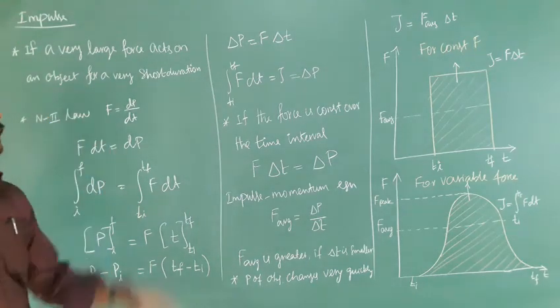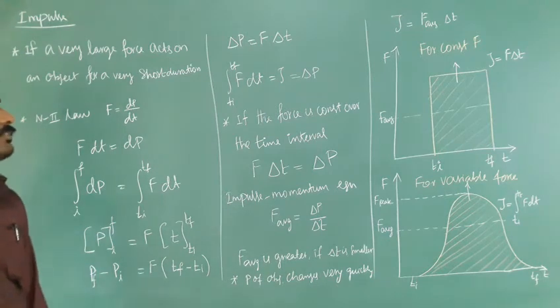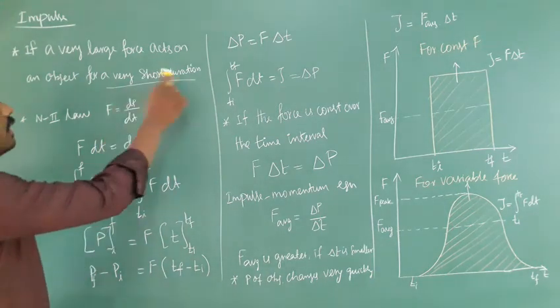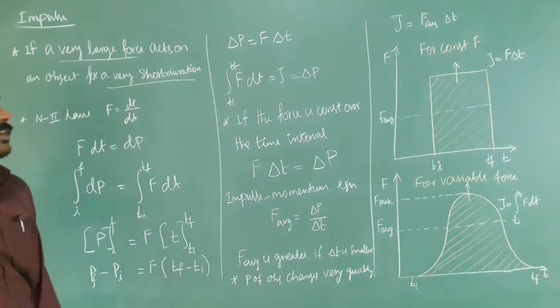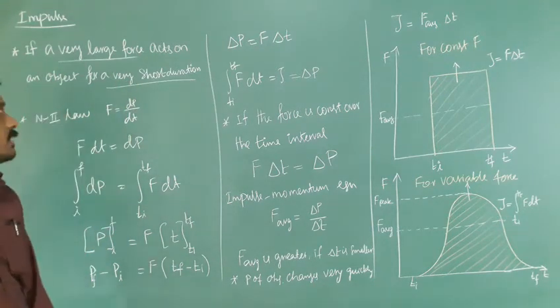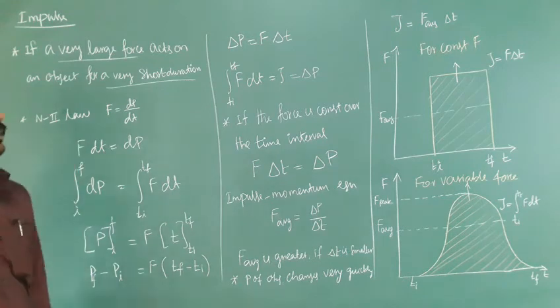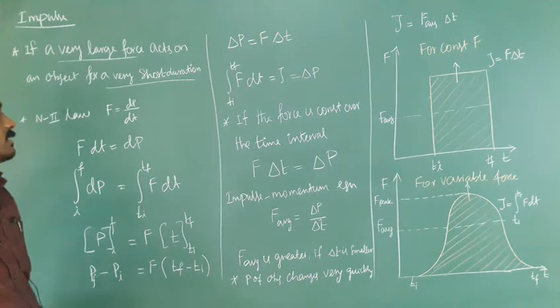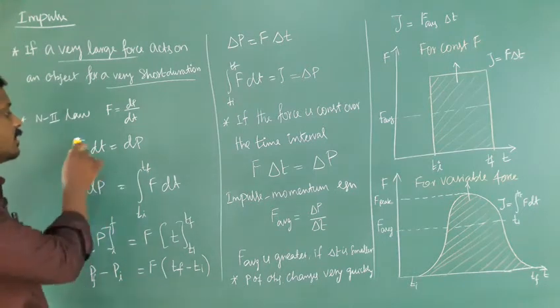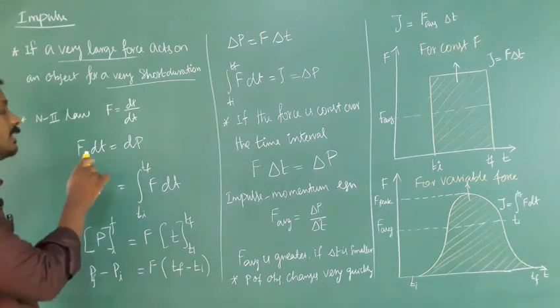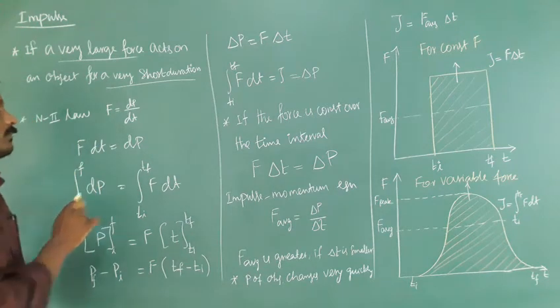So if a very large force acts on an object for a very short duration, that force is called impulse. Using Newton's second law, force is equal to the rate of change of momentum. Just rewrite: a strong force, a large force acting for a very short interval of time, so F dt is equal to dp.